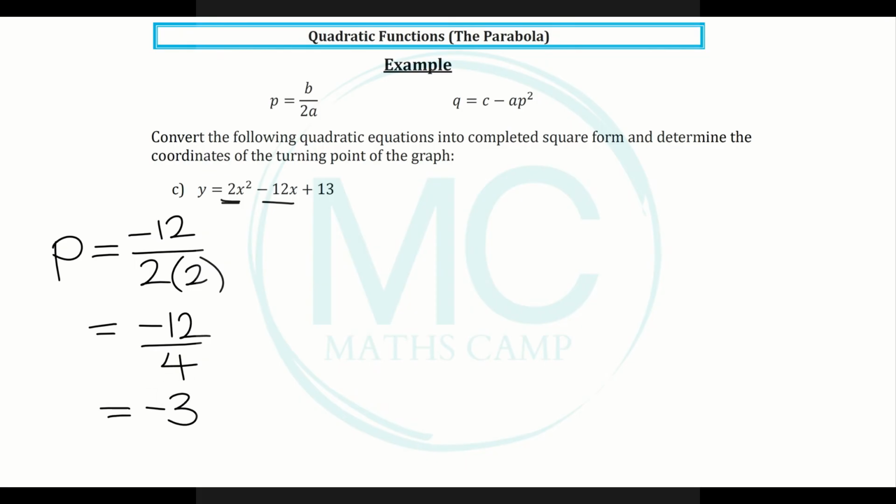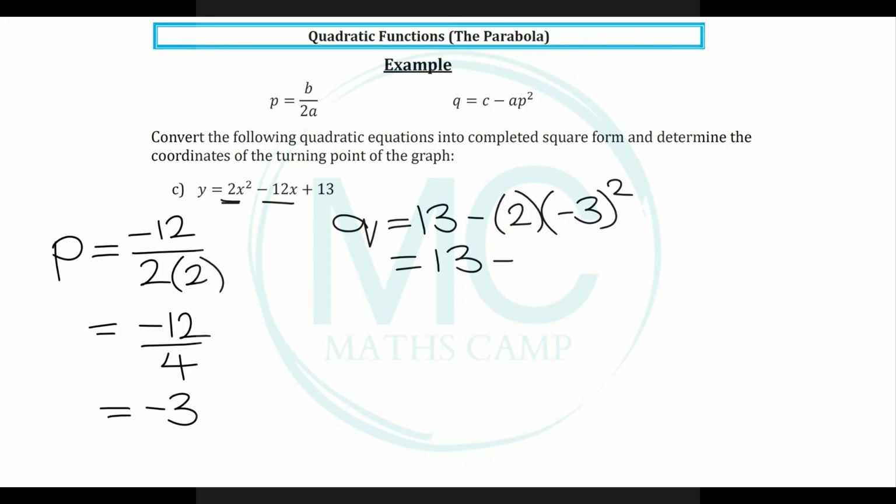Now I can find q. So q is equal to c, 13, minus a, which is 2, multiplied by negative 3, our p value, squared. And I get 13 minus 2 multiplied by 9, which gives me 13 minus 18, which gives me a q value of negative 5.